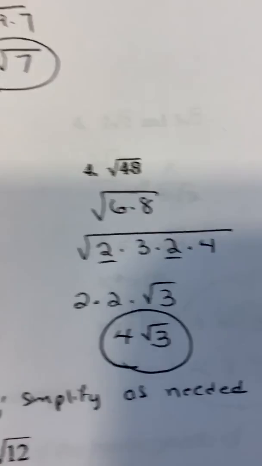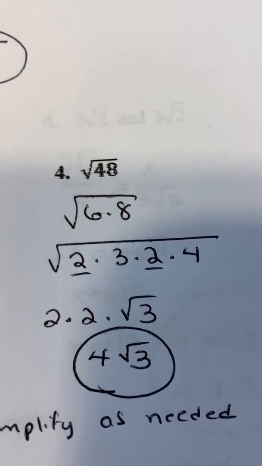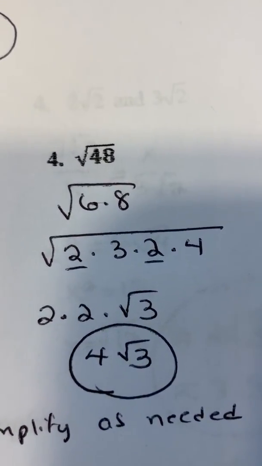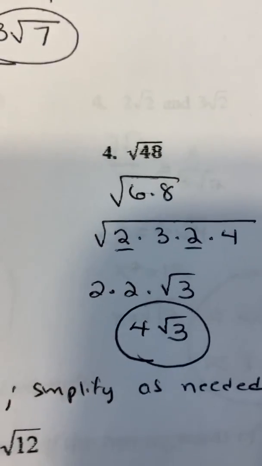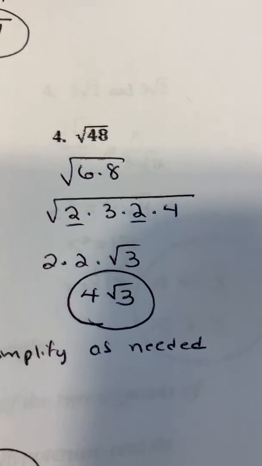Example 4 is another question where there are multiple ways to break down these numbers. You could have done 2 and 24. You could have done 3 and 16. You could have done 4 and 12. I chose to do 6 and 8 because I wanted to show you about the pairs of numbers that I talked about earlier. 6 becomes 2 times 3. 8 becomes 2 times 4.